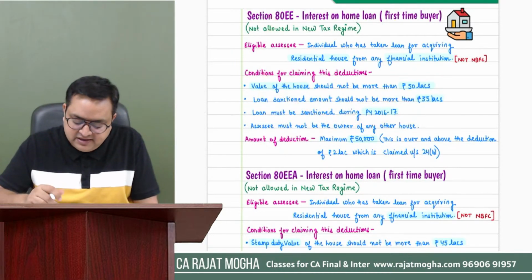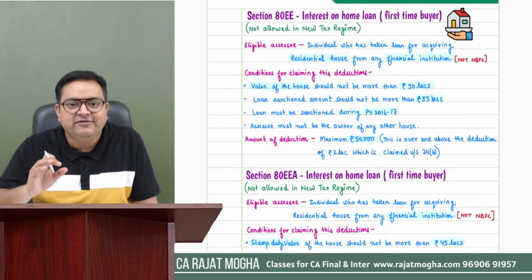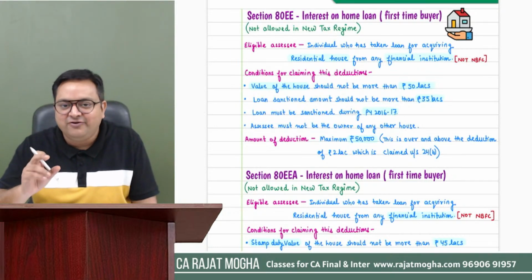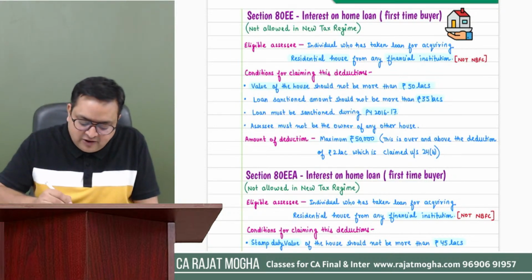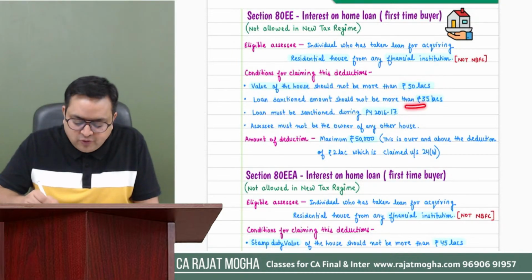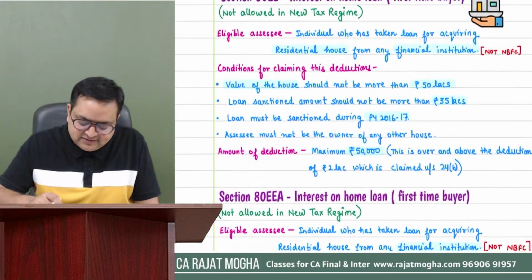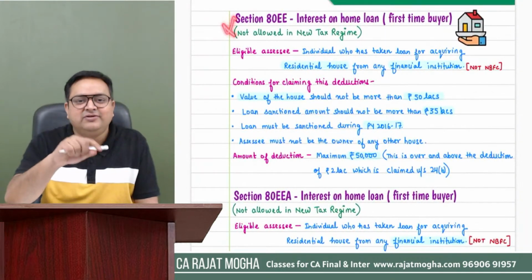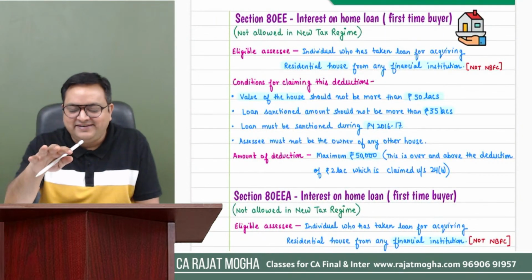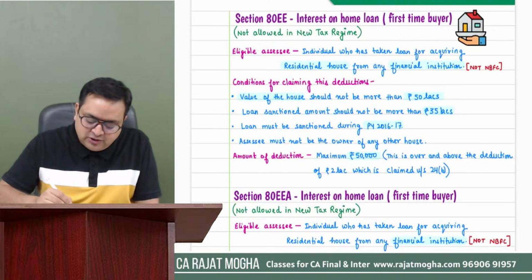And some other condition is there that this house should not be a very big house. It should not be of very high value. The maximum house value should be not more than 50 lakh. Second thing, the loan amount which you have taken should not be more than 35 lakh. So it will hardly come. This is one of the least important sections for examination purpose. So the loan should be sanctioned during previous year 16-17.